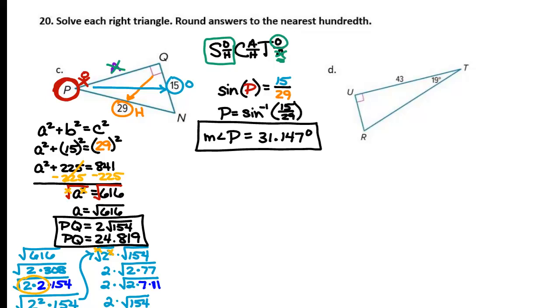To find angle N, you can do one of 2 things. I can stand over at angle N and I can relabel my triangle, and I can figure out whether I would use sine, cosine, or tangent. But what do you know about the angles of a triangle? They add up to 180. Do we know 2 angles in the triangle now? So could I add them up and minus it from 180? Yes, you could.